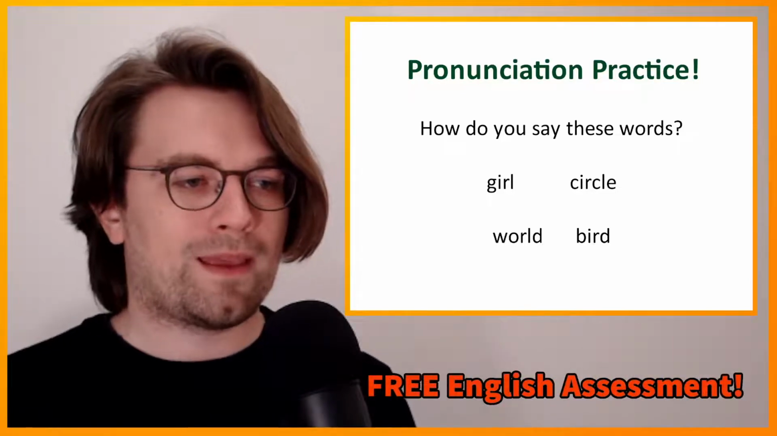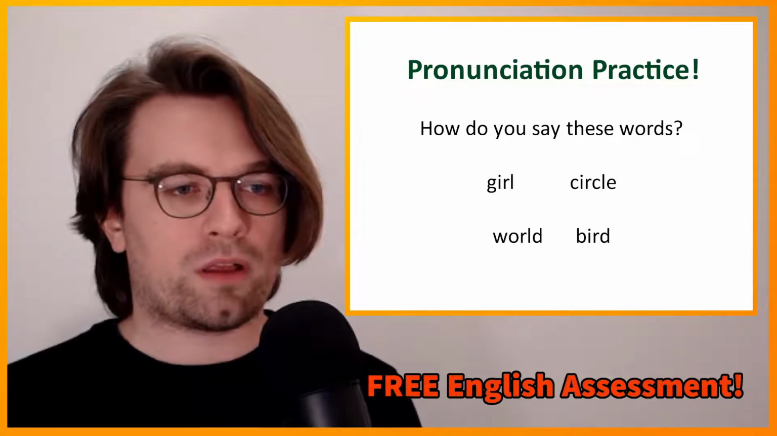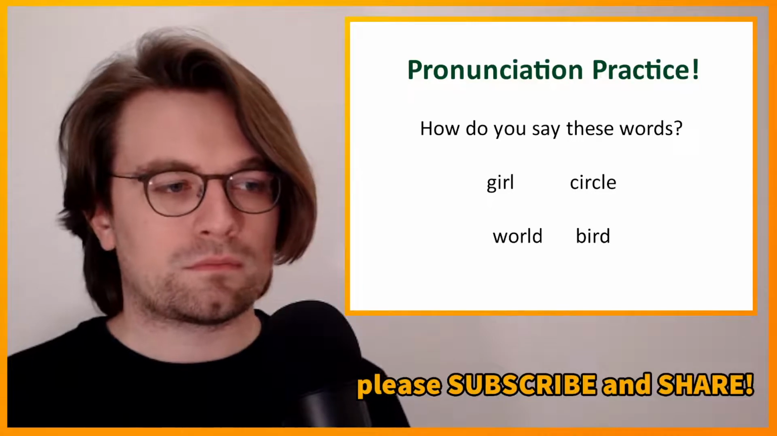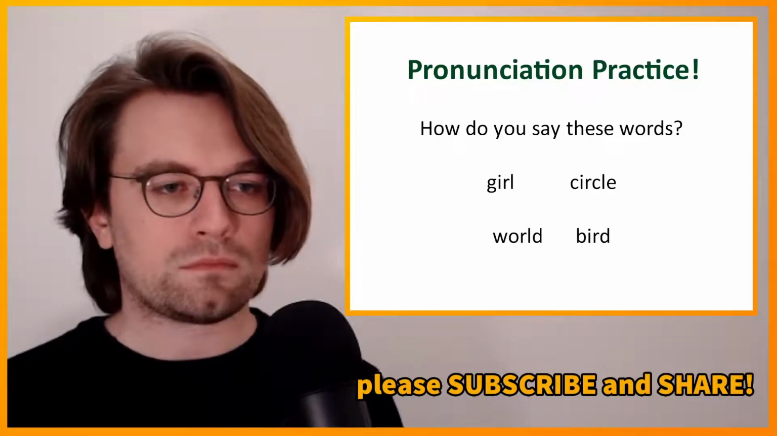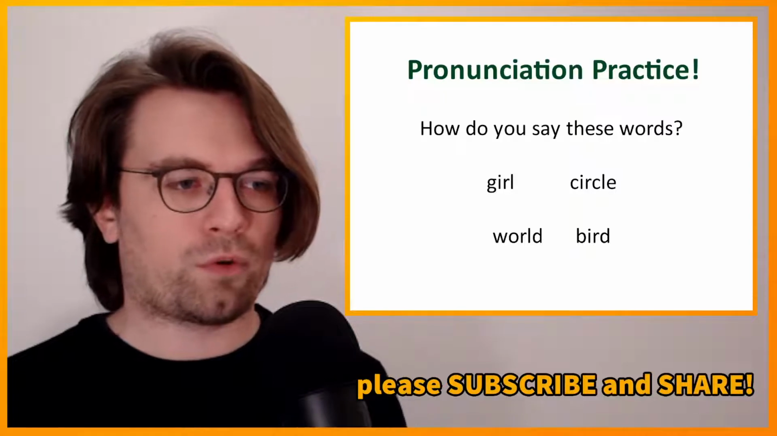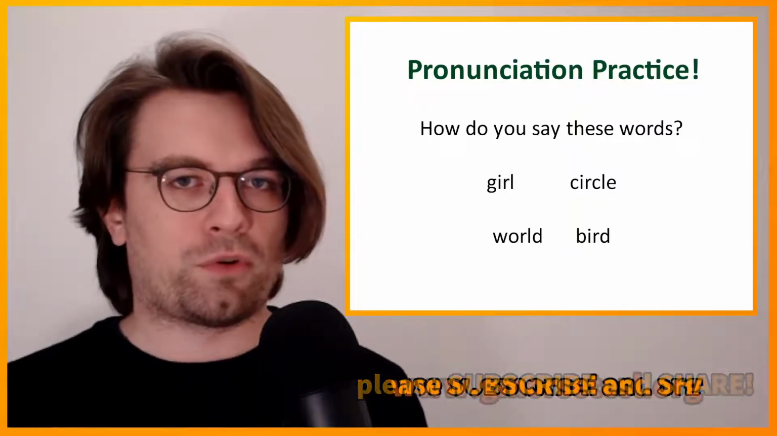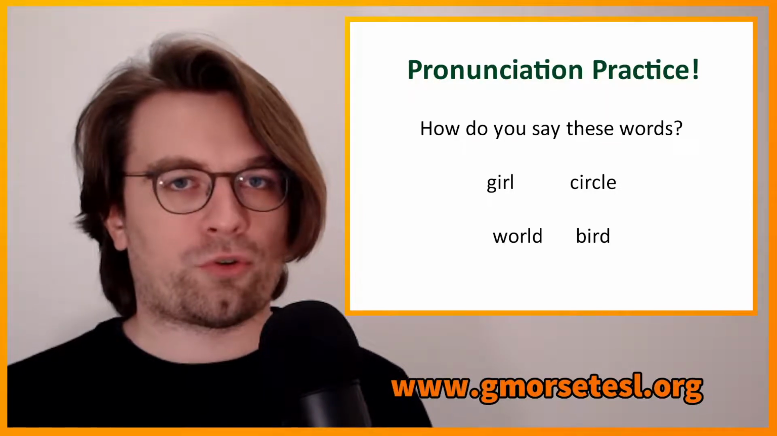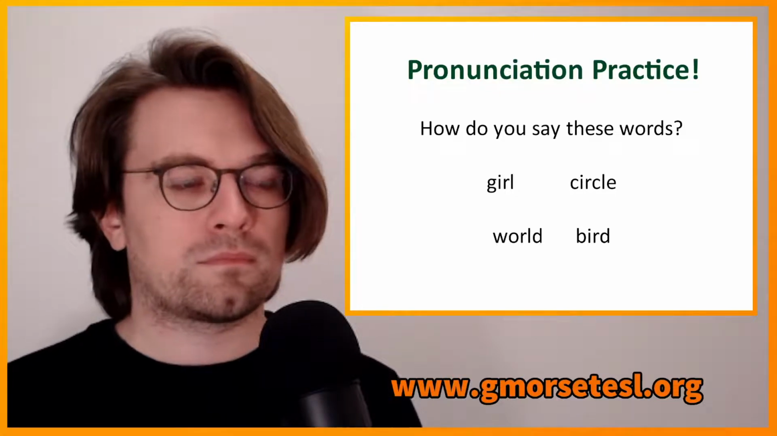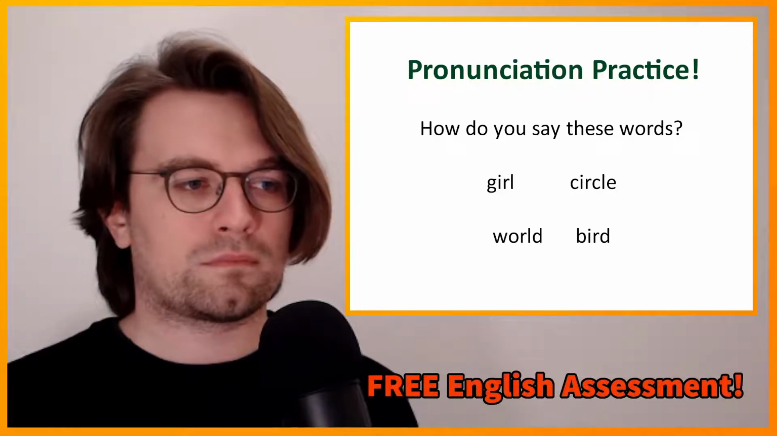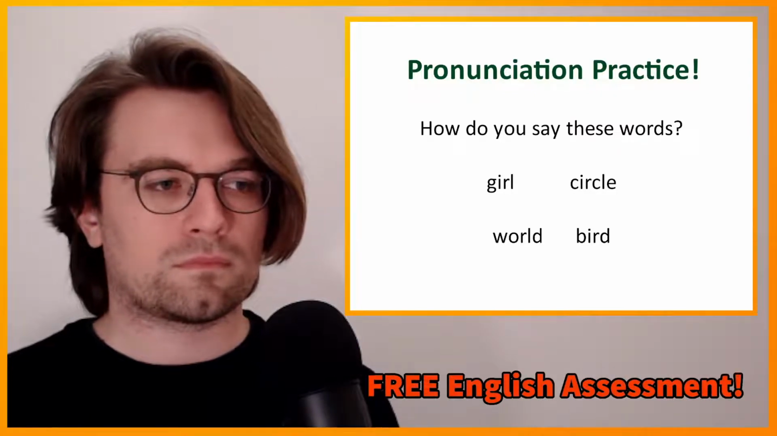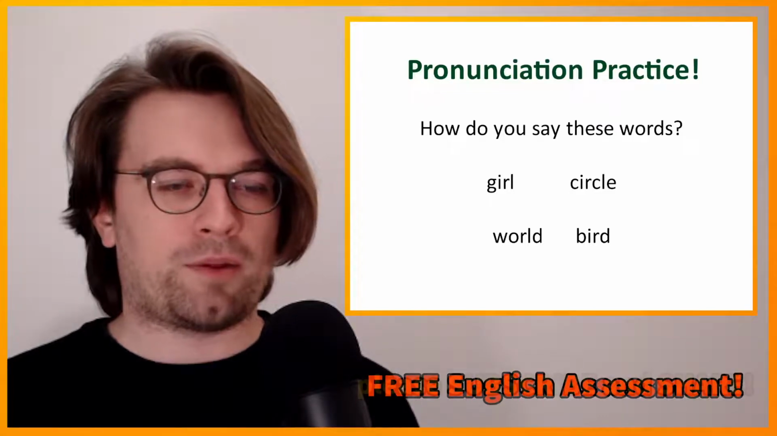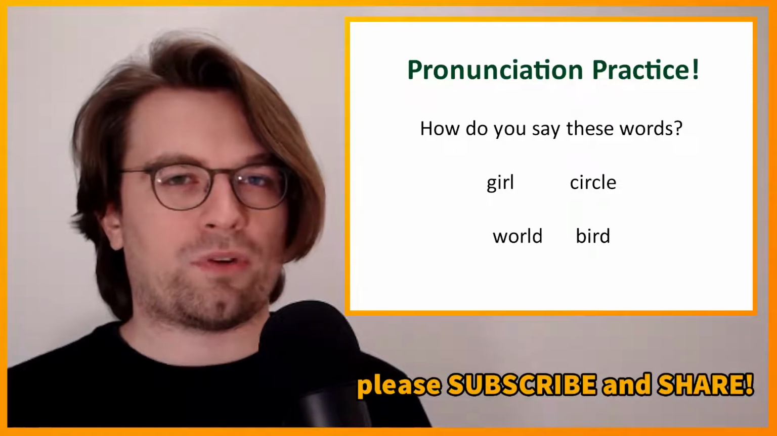Okay, good. Now let's try the upper right word. Try it now. All right, this word is circle. You'll probably remember this word from the last time we practiced the sound. Circle. Circle. Try it again. Okay, good. Now let's try that bottom right word, the last one. Try it now.